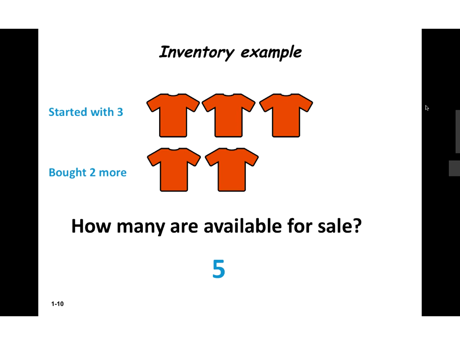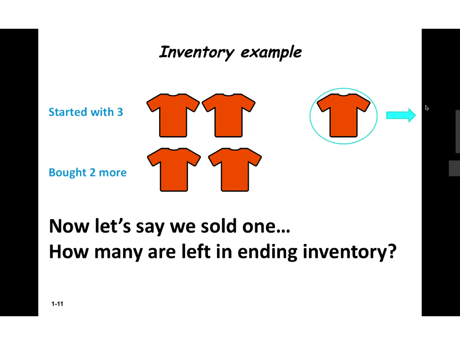Okay, so again, these are really basic numbers. We're going to put a little bit bigger numbers on it, and somehow that seems to get harder, but it isn't. It's the same basic concept. So next up, let's say we sell 1. So we sell 1 of our t-shirts. Now the question is, how many do we have left in ending inventory?